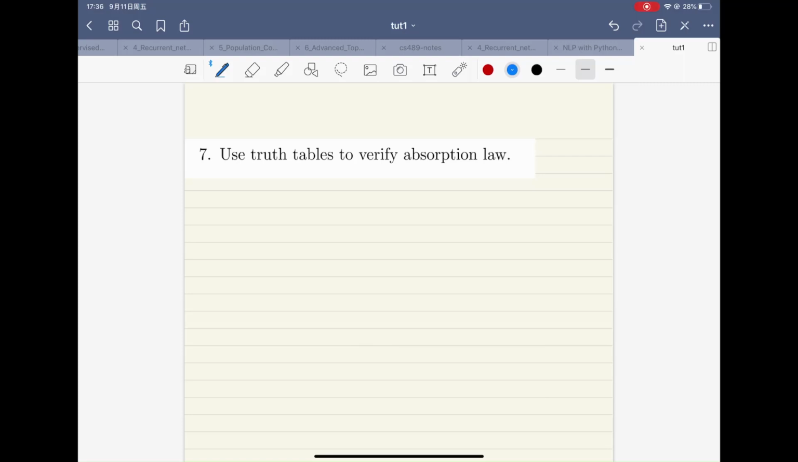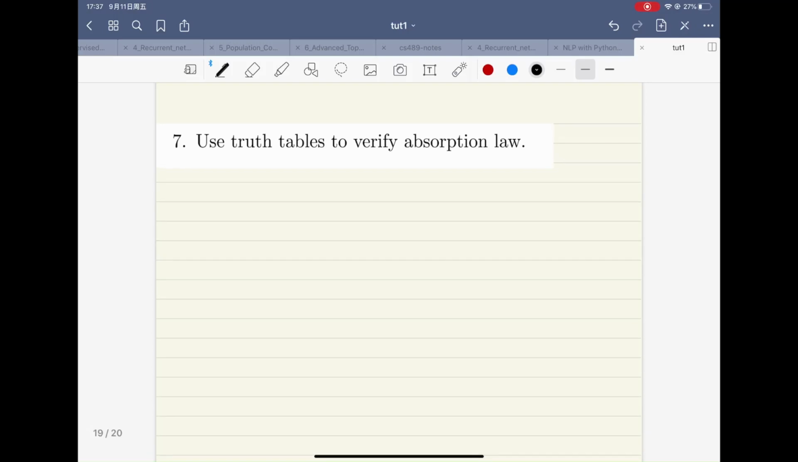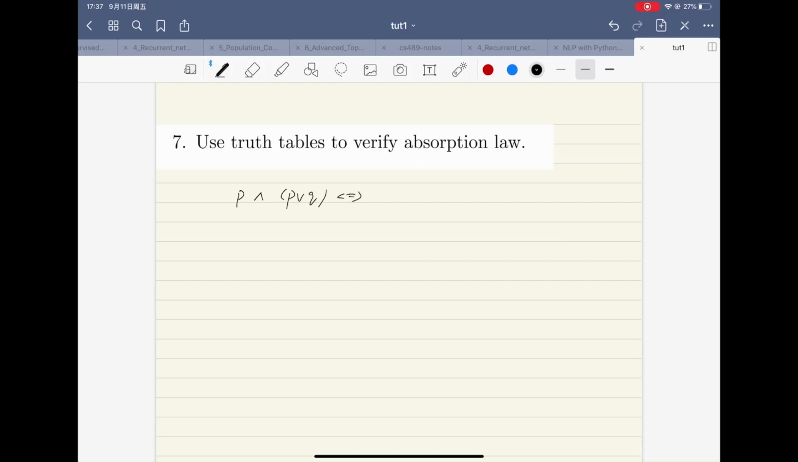The second last question asks us to use truth tables to verify the absorption law. I think you must have learned the absorption law in lecture 3 or 4. I'm not sure, but it must be in 3 or 4. So let me write it for you. What's the absorption law? P and (P or Q) is logically equivalent to P, and P or (P and Q) is logically equivalent to P.